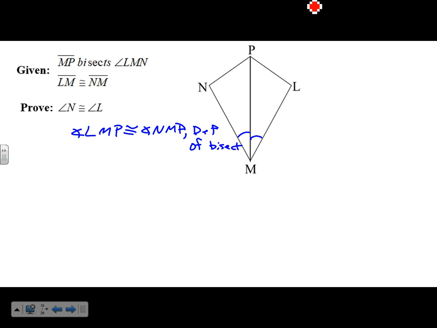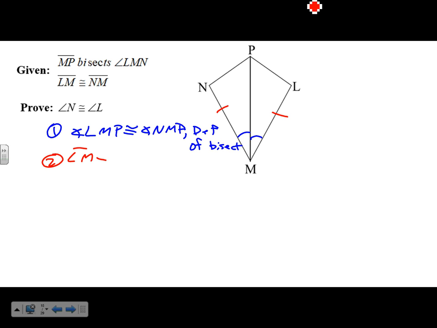It might actually help. We have enough steps, so it might help to number these. I know I didn't do it on the last one, but it's a good habit to get into. So then the next thing, the other given that they say is LM is congruent to NM. LM is congruent to NM. So if you want to list that, you can.